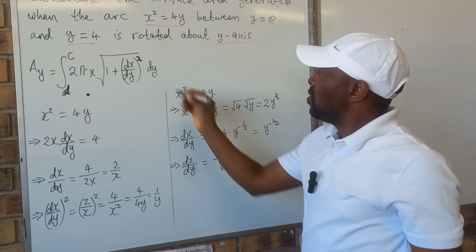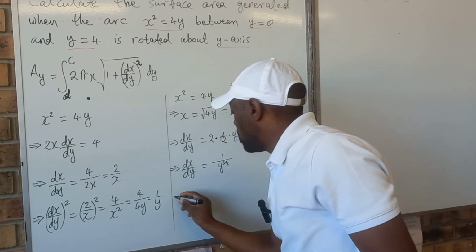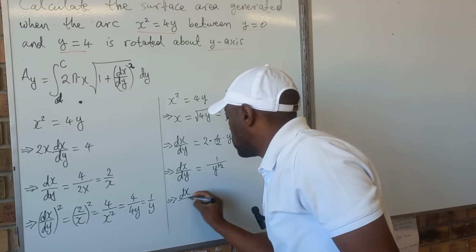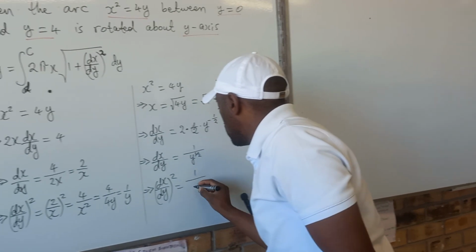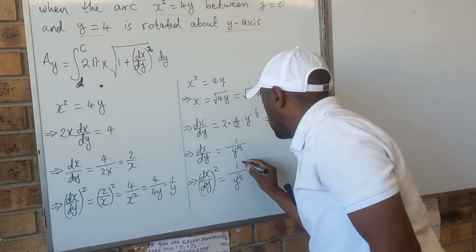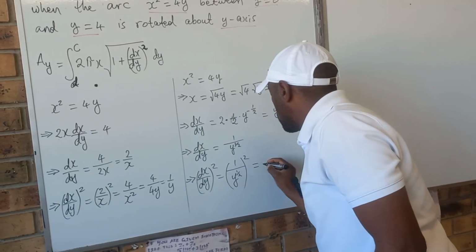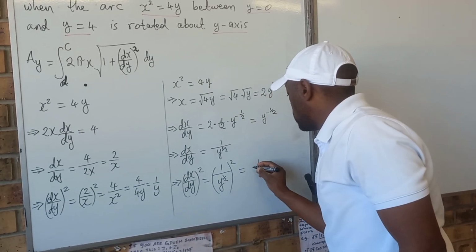Then from here, you can now square our term. So if you get dx over dy, all that square, it means you are taking 1 on y to the power half, all that square. If you square 1, it stays as 1.